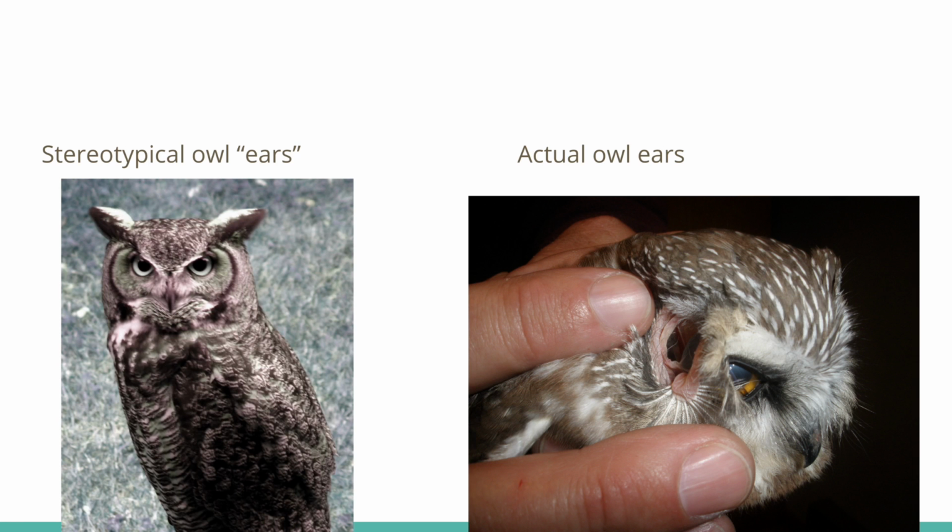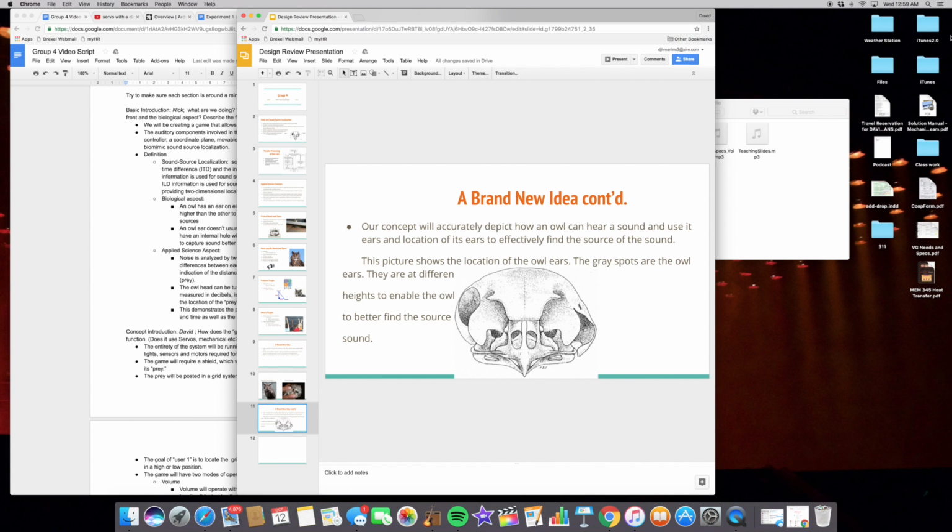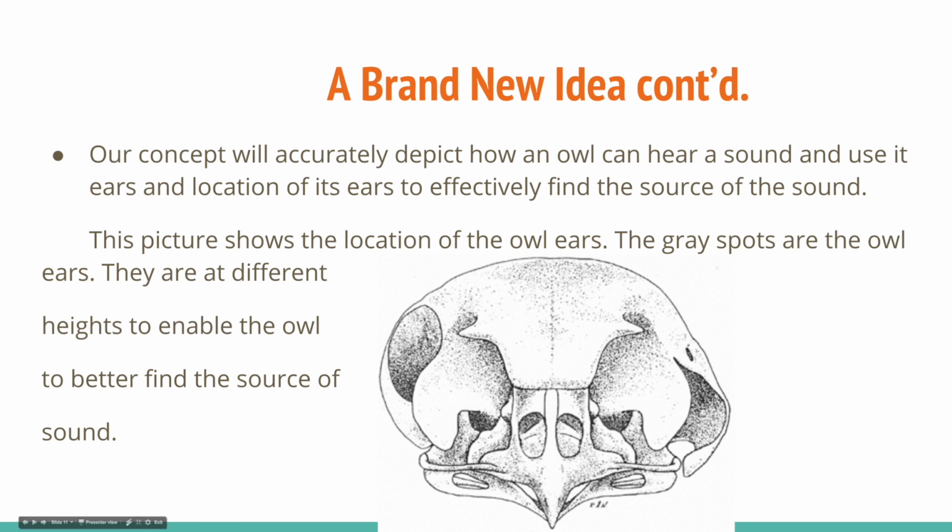In our pictures, you can see that there are stereotypical owl ears and the actual owl ears. Owl ears are no more than just holes in the owl's head. In this picture, you can clearly see how the gray spots on the owl's skull depict where its ears are. On the right side of the owl's head is its upper ear. On the left side is its lower ear. This helps the owl determine the location as well as the height of the noises that are incoming. Our group will produce a product that's visually appealing, approachable, and interesting to museum goers.